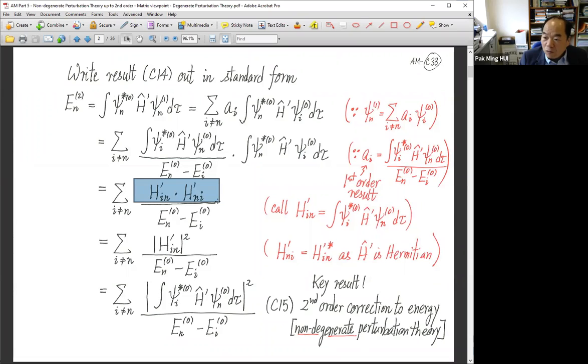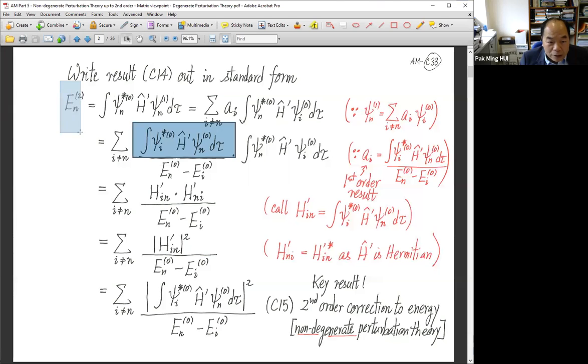And we are dealing with Hermitian Hamiltonians. So this H prime is Hermitian, thereby they are related by a complex conjugate. So these two multiply together, you get a real number, don't worry. Now, matrix elements in general are complex.